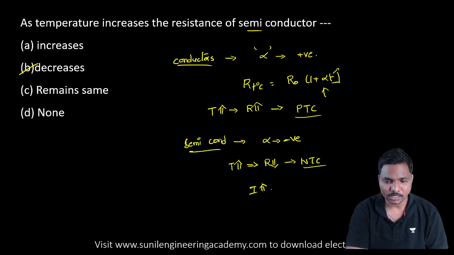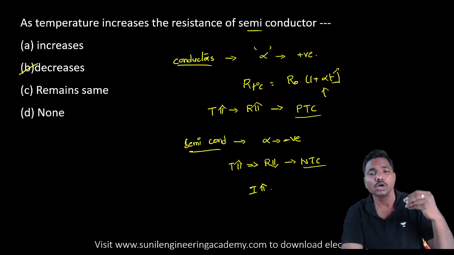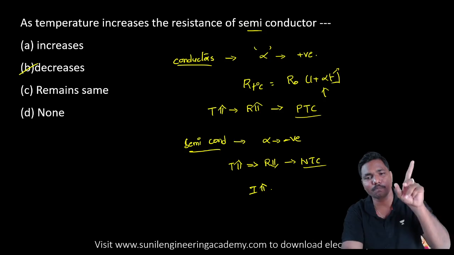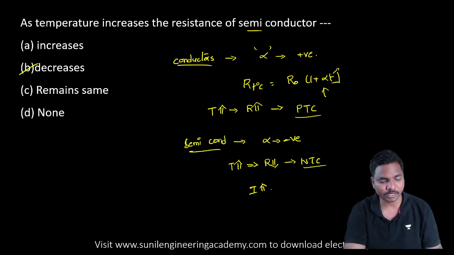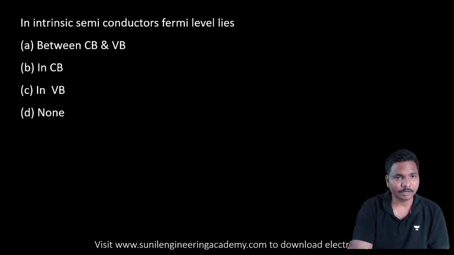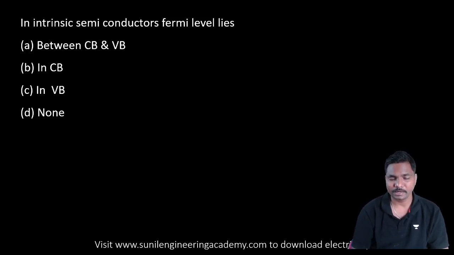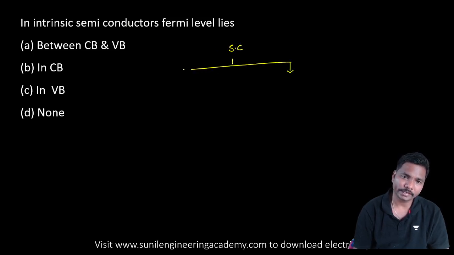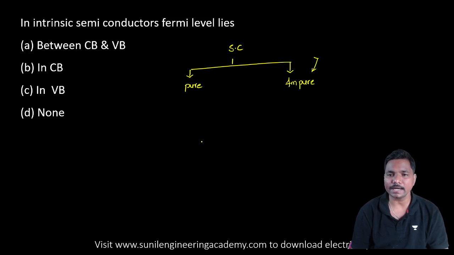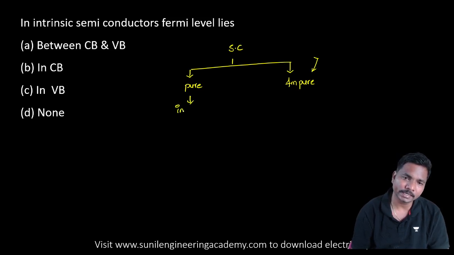Coming to the next one. Extrinsic semiconductors also act like a conductor, so those may have PTC, positive temperature coefficient of resistance. Don't worry, we will discuss those questions also. Coming to the next one. In an intrinsic semiconductor, the Fermi level lies dash. Semiconductors are of two types: one is pure and the second is impure. Impure means some impurities, some other materials, are added, then it becomes impure. A pure semiconductor is also called intrinsic.